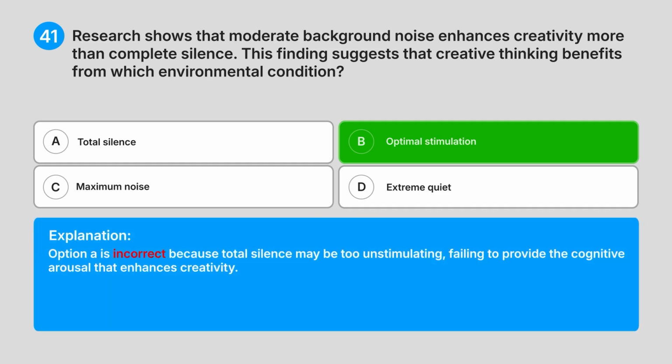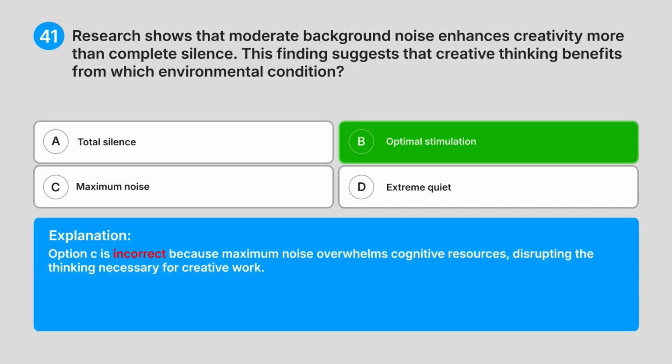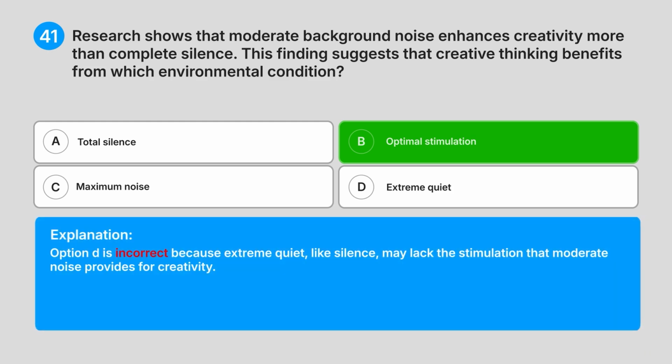Option A is incorrect because total silence may be too unstimulating, failing to provide the cognitive arousal that enhances creativity. Option C is incorrect because maximum noise overwhelms cognitive resources, disrupting the thinking necessary for creative work. Option D is incorrect because extreme quiet, like silence, may lack the stimulation that moderate noise provides for creativity.